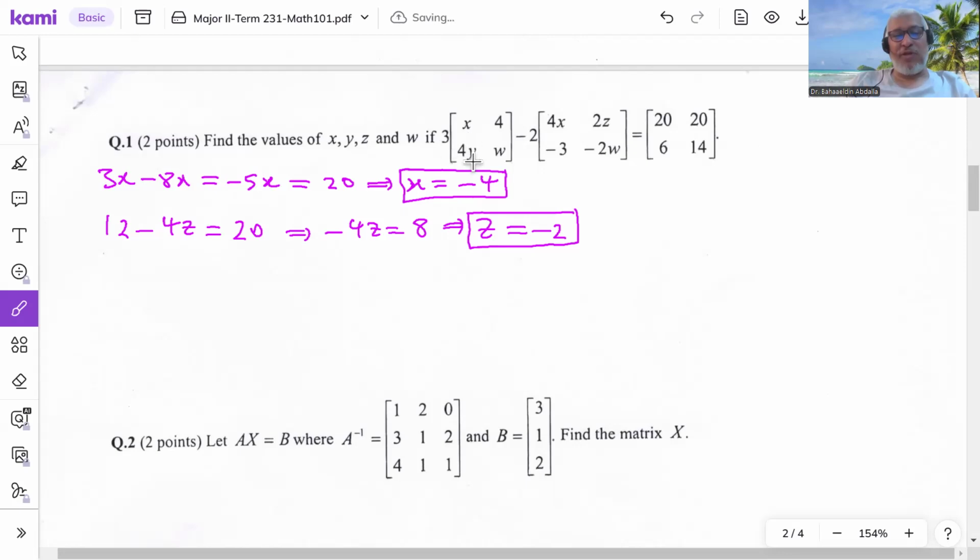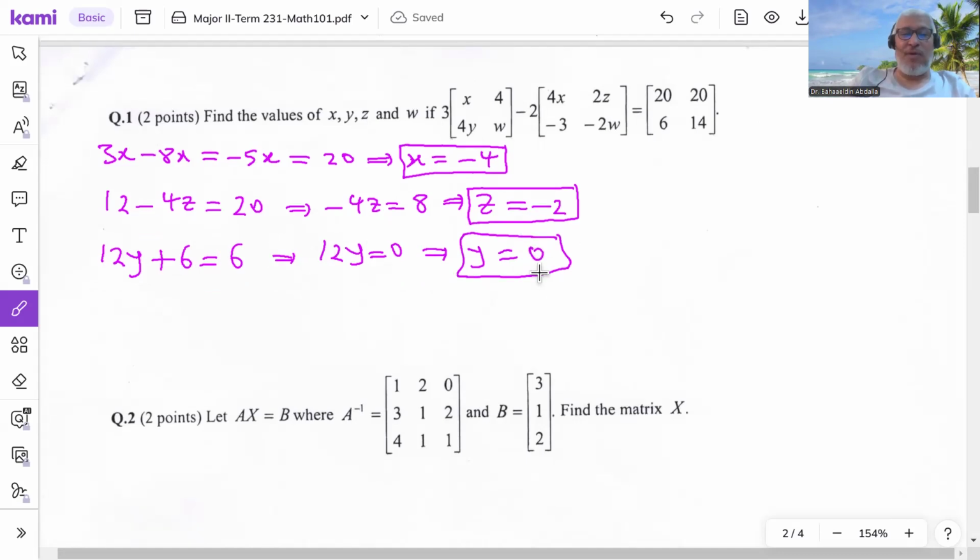Do the same for this entry. 3 times 4y is 12y, minus 2 times minus 3, that's plus 6. This should be equal to 6 from the right-hand side. Now, if you take 6 to the other side, it would be 6 minus 6, which is 0. So 12y equals 0. So y equals 0 over 12, which is 0. So the value of y is 0.